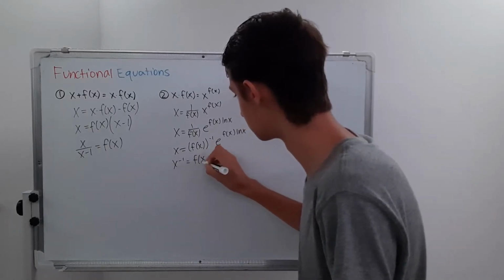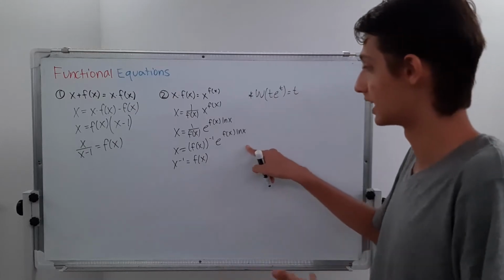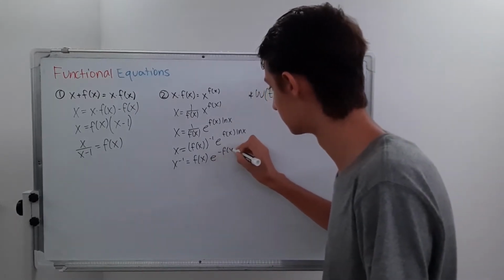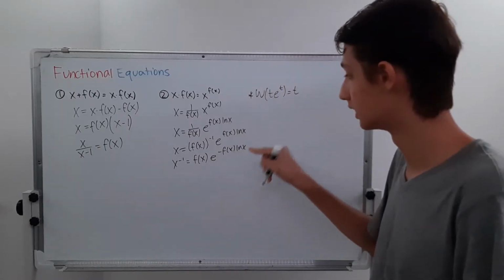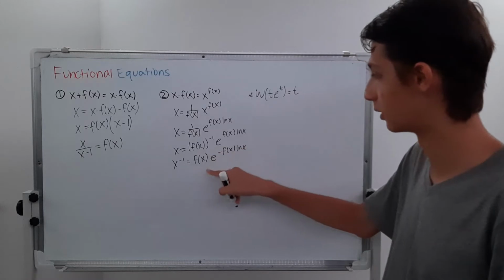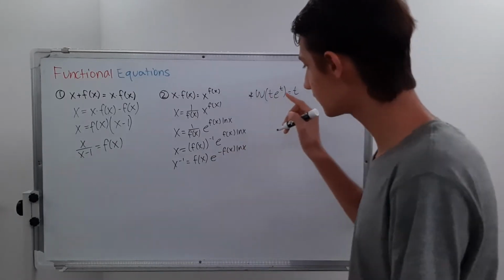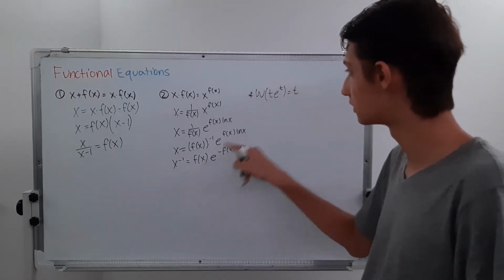That's kind of the whole reason why we're doing this. And then we also have to multiply this, like raise that to the negative 1 power. That's just going to make this e to the negative f of x ln x. So you can see that this helps us a lot because now we don't have the weird denominator thing.